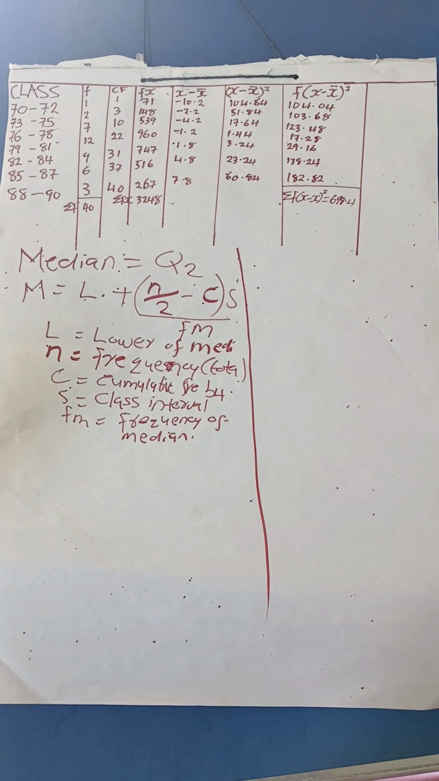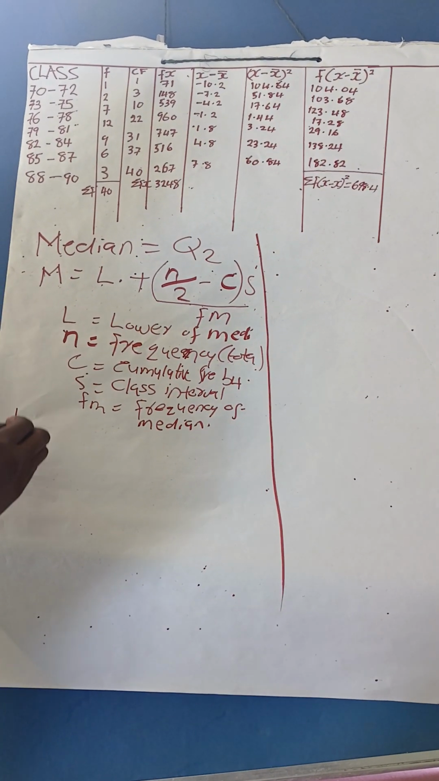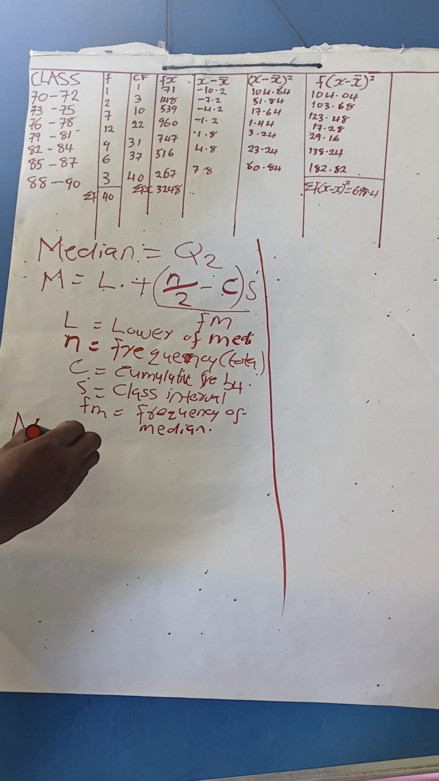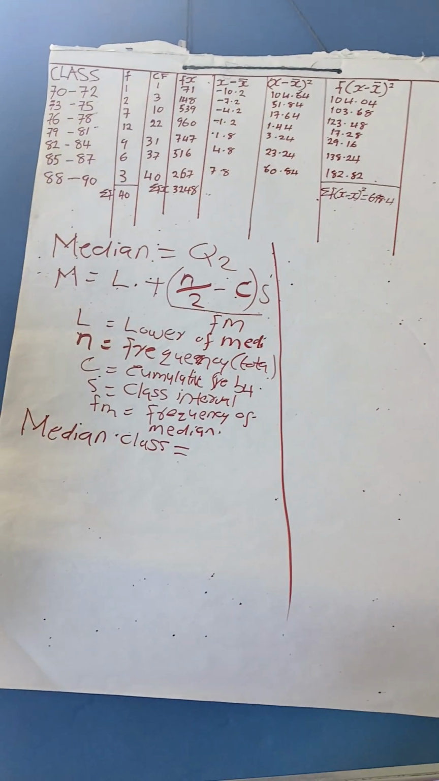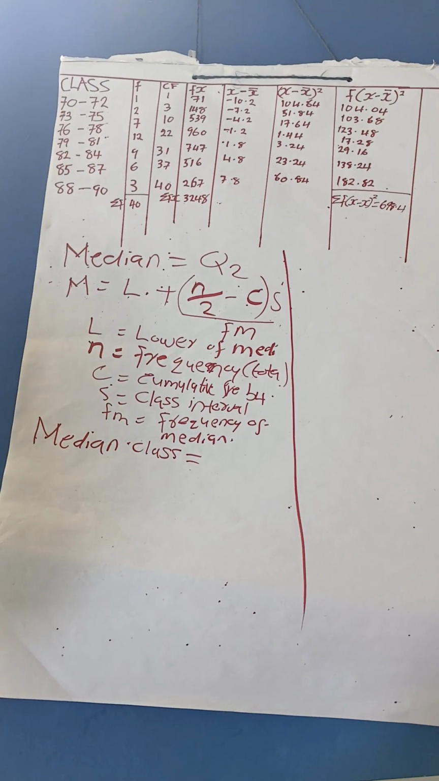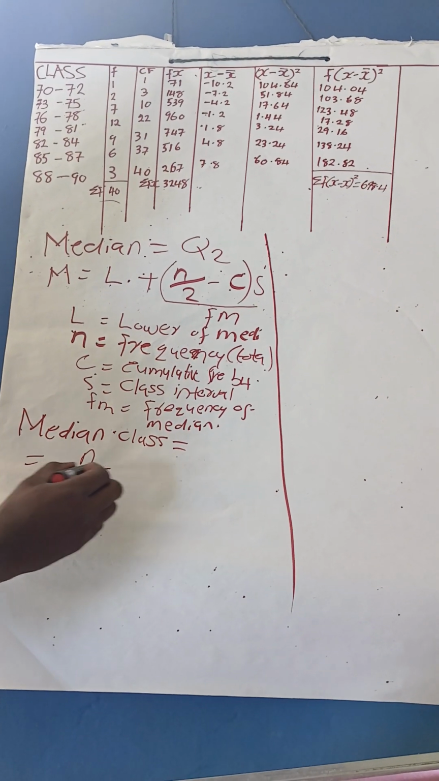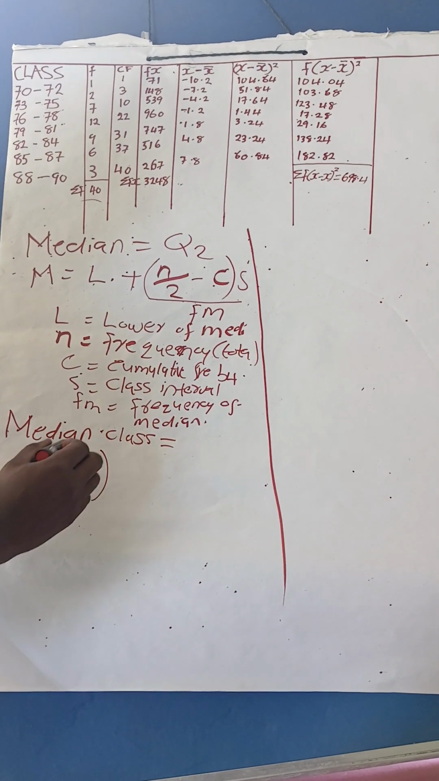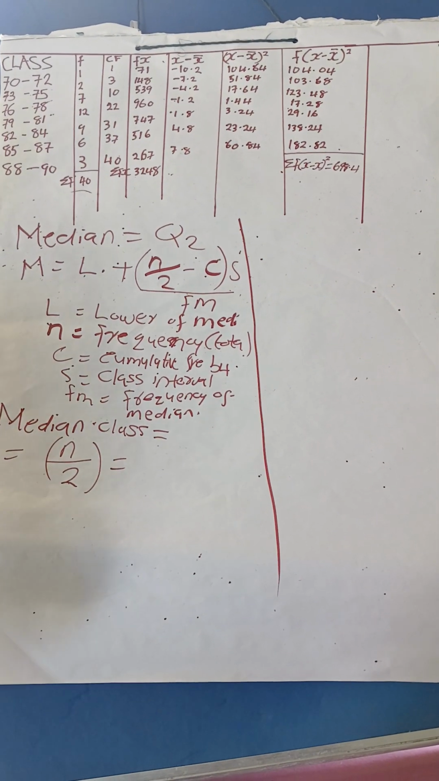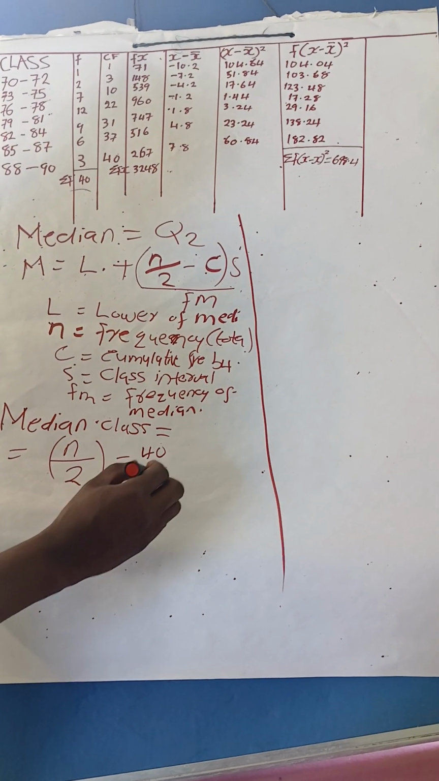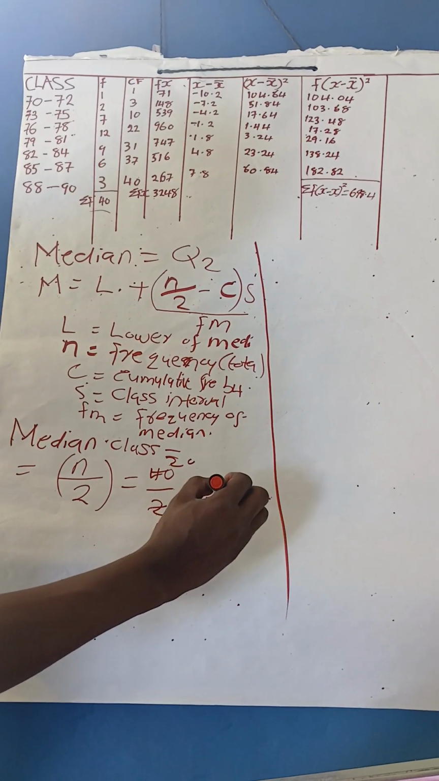Good. Now, learners, you realize that in my description of this formula I've mentioned median class many times. Now the question comes: how do we identify our median class? To identify the median class, we have here 40. It is just simple. It is n divided by 2. You'll be able to use that to get your median class. For this case, we have 40 divided by 2, and we get 20.